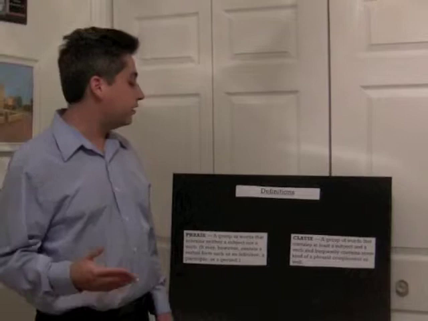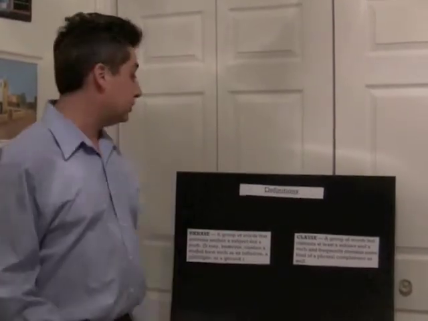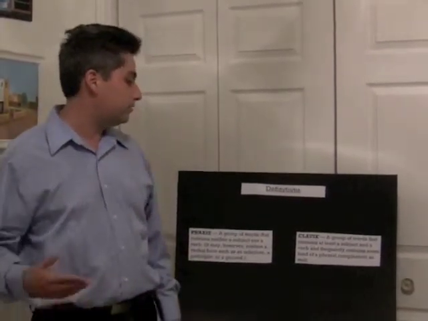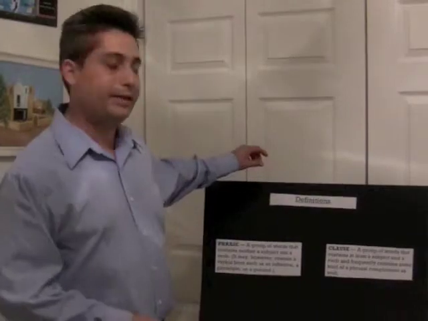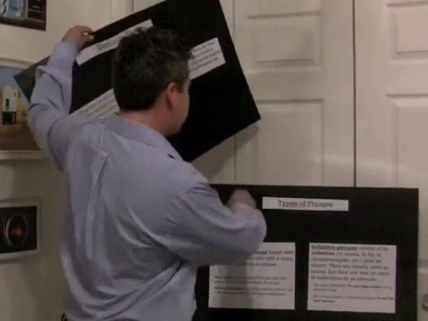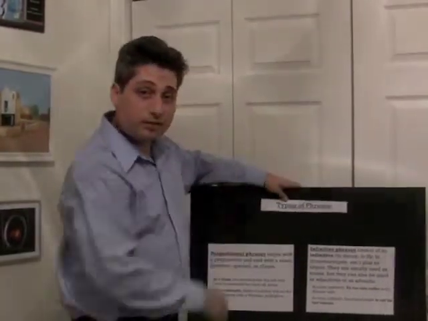A clause, on the other hand, is a larger group of words that contains at least a subject and a verb, and frequently contains some kind of phrasal complement. So when we think of a clause, it can be a sentence. It can be a complete sentence, something that conveys a complete thought with a subject and a verb. It can also be something that needs to be attached to another clause, but we'll go more into that a little bit later. All right, let's start with phrases.